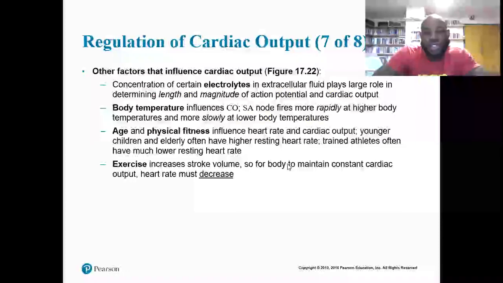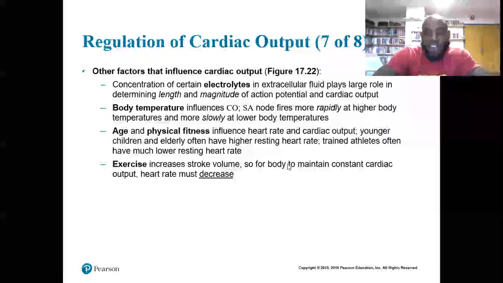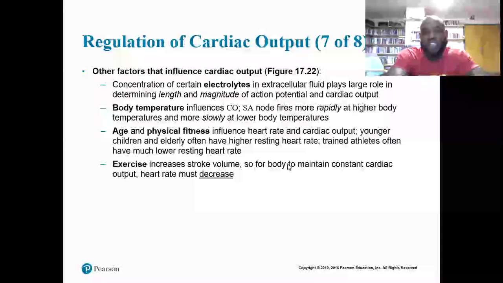Some other factors that can change your cardiac output: concentrations of electrolytes, your body temperature. Your SA node fires more rapidly at a higher body temperature. Your heart beats a little bit slower at a lower body temperature.